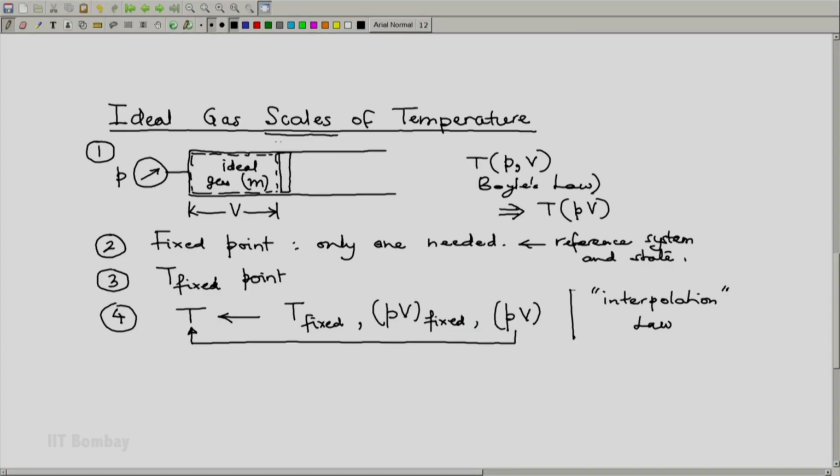Now it should be clear to you why I am saying scales of temperature. Depending on the reference system and its state, depending on the value of the fixed point temperature, and depending on this relation, we will get different ideal gas scales of temperature. However, it turns out that the ideal gas scale of temperature is a very useful scale of temperature, and hence scientists have come together and defined a single standardized ideal gas scale of temperature, and that is the Kelvin scale of temperature.